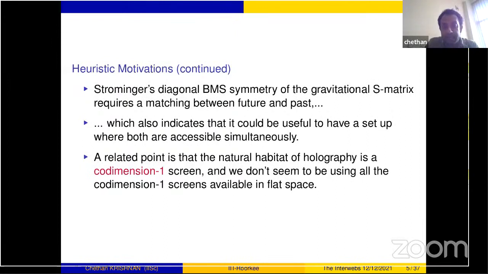Yet another philosophical point is that typically holography, you think of it as defined on codimension 1 screens of some type, and in flat space, if you are using only the future or the past screens, we are using only a part of the codimension 1 screens that are available to us. We would like to have at least a formulation where both are equally accessible.